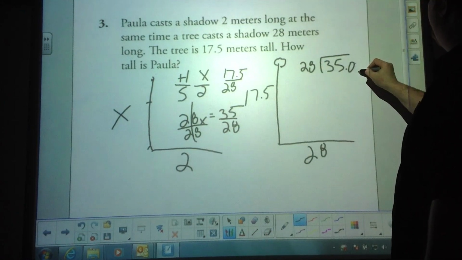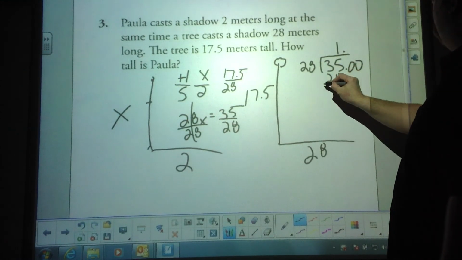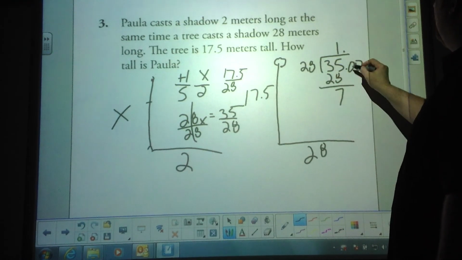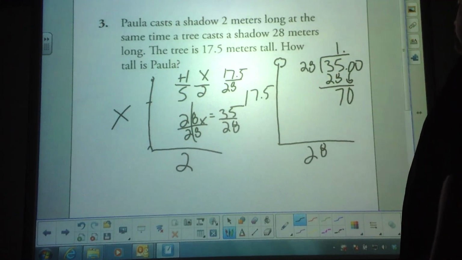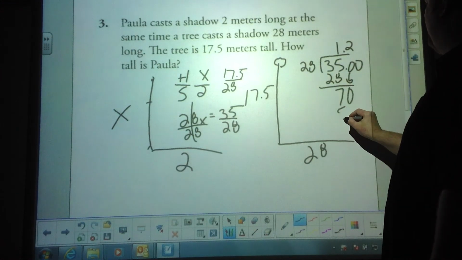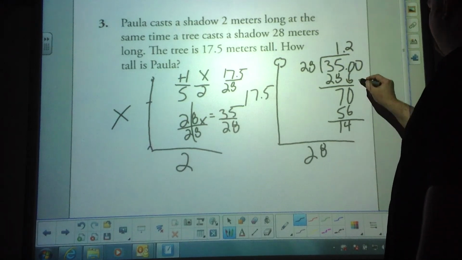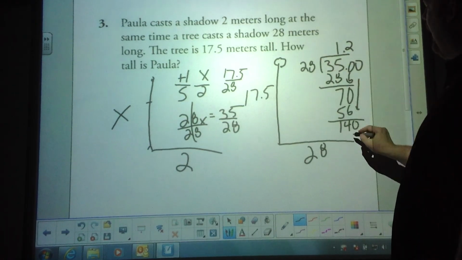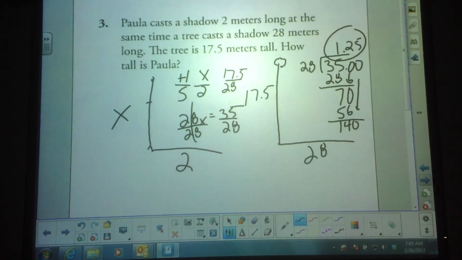Go ahead and put some decimals over here and bring it up. This will go in here once. 28. Left over 7. Bring down my 0 here. This is going to go in here, it's like twice. That's 56. With a remainder of 14. Bring down my 0. You may have to try this one a few times, but this is going to go in here 5 times. She is 1.25 meters tall. And that's all you do on all of these.